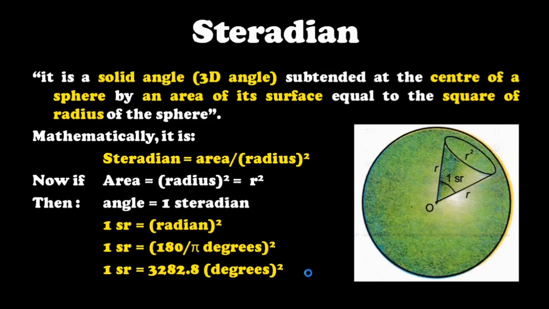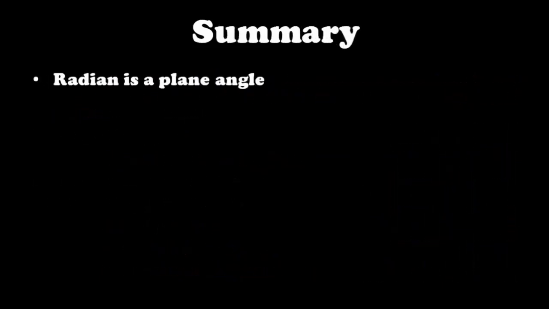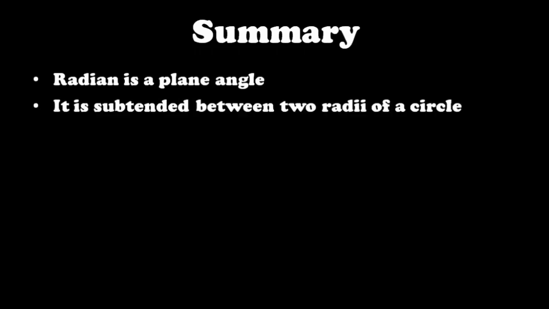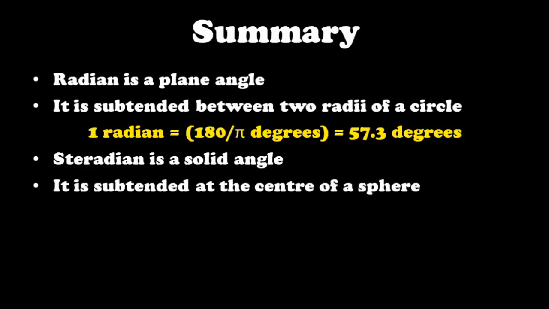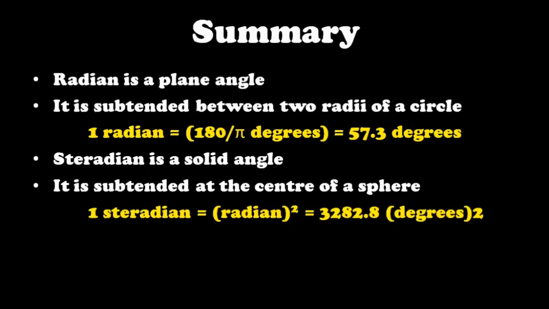Now, the difference between radian and steradian: radian is an angle formed in a 2-dimensional plane. It is a plane angle subtended between 2 radii of a circle. 1 radian is equal to 57.3 degrees. Steradian is a solid angle. 1 steradian is equal to radian squared, which is 3282.8 degrees squared. That is the difference between radian and steradian.